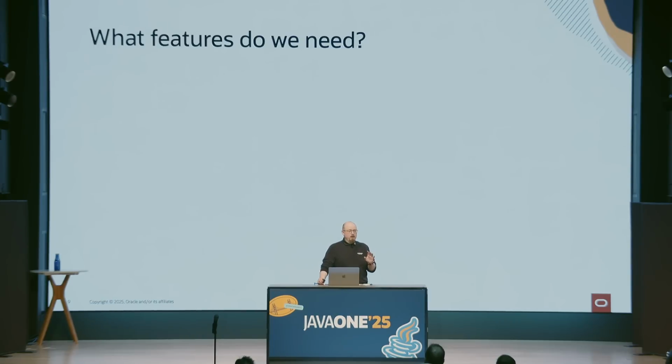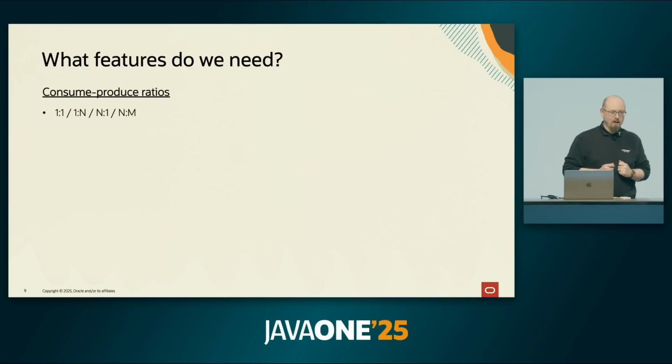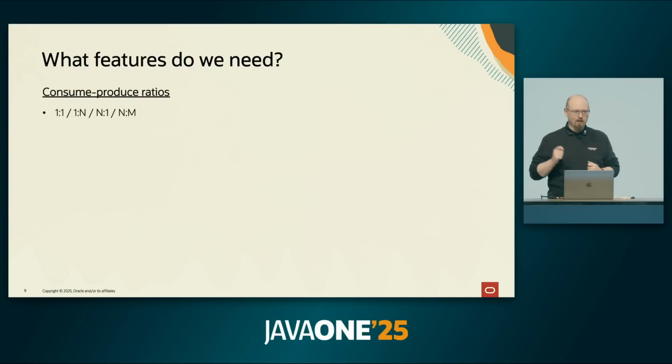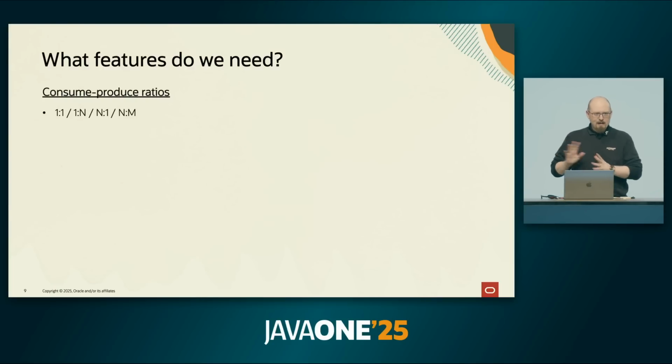To answer that question, we need to first decide which features we need. So an intermediate operation could have any-to-any input to output. So we consume one element and produce none, or 5, or an infinite amount of elements, or it changes between every single element that it encounters. So there's lots of different types of combinations that we're going to need to support.